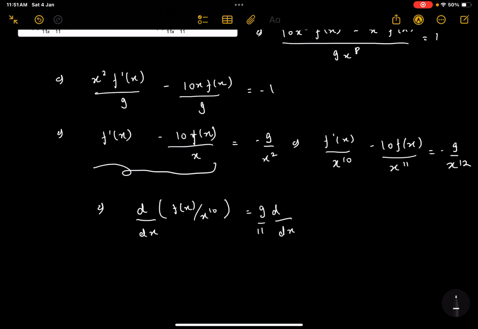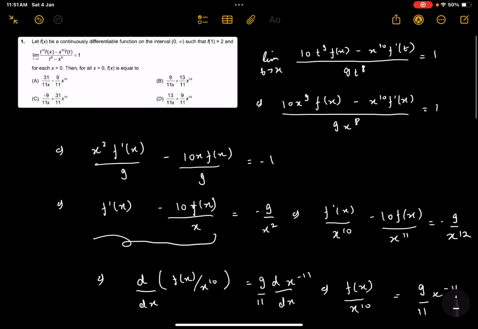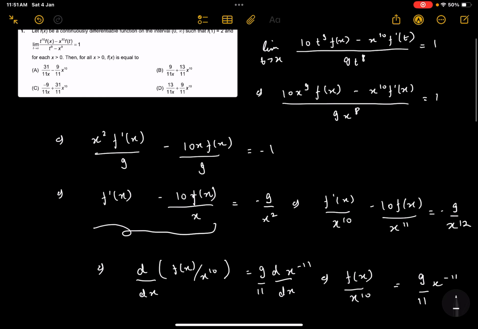by dx of x to the power of minus 11, because when this is differentiated we'll get x to the power of minus 11, x to the power of minus 12. Minus 11 gets cancelled, we get a minus in here, and in the denominator we'll have x to the power 12. So this implies f(x) upon x to the power of 10 is equal to 9 upon 11 x to the power of minus 11 plus c.